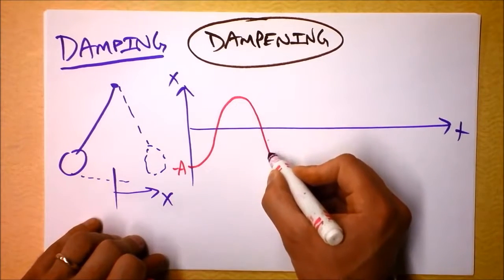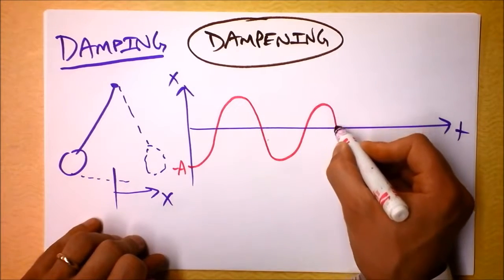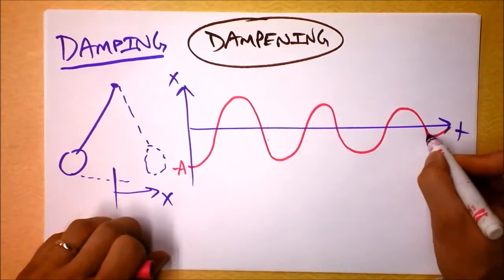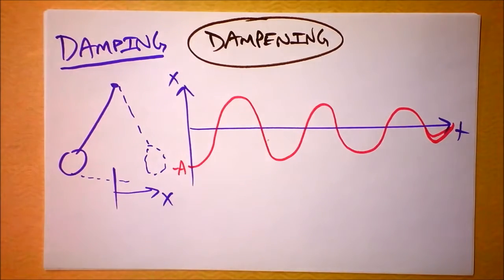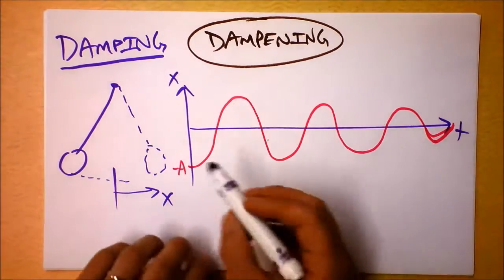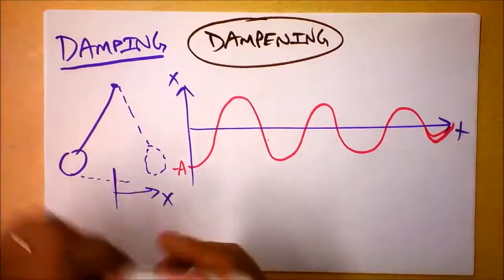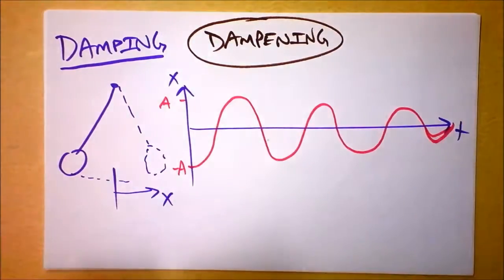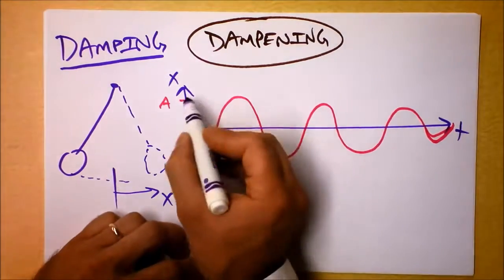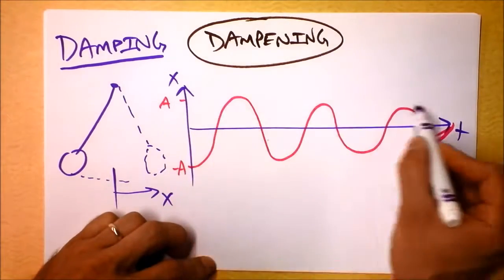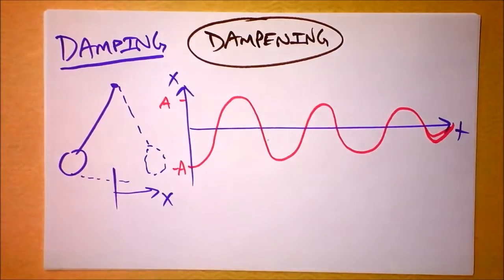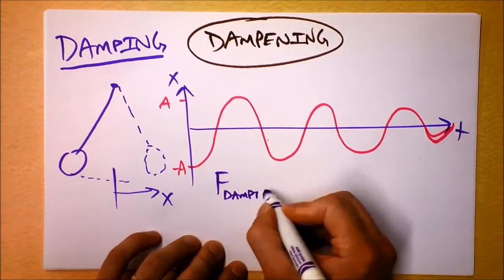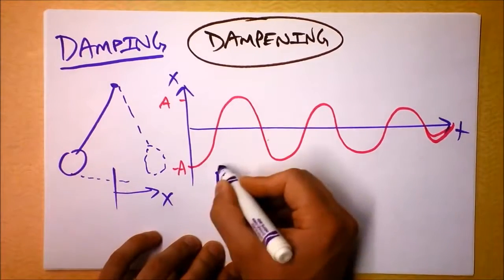Would you believe that this won't go on forever? In fact, it will gradually approach an energy of 0, or gradually approach a final amplitude of 0. We can define A at the beginning to be the amplitude, but notice that this is gradually decreasing. That's damping. Gradually energy is leaving the system because of friction, and usually we say that the force of damping is a force of friction.